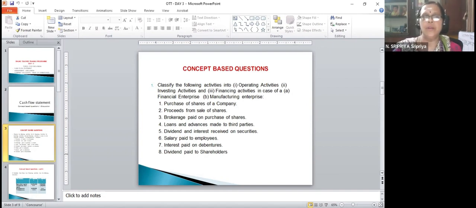Please remember, dividend paid to shareholders can never become an operating activity. It is always a financing activity.